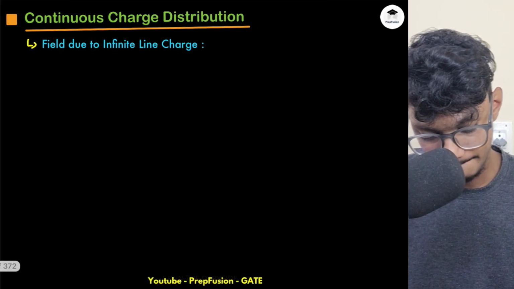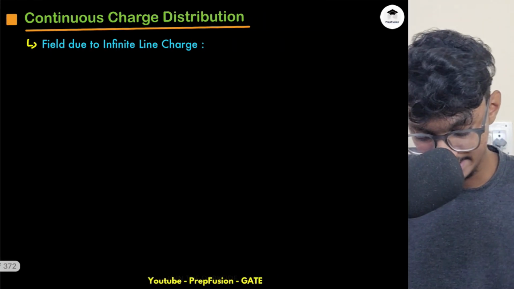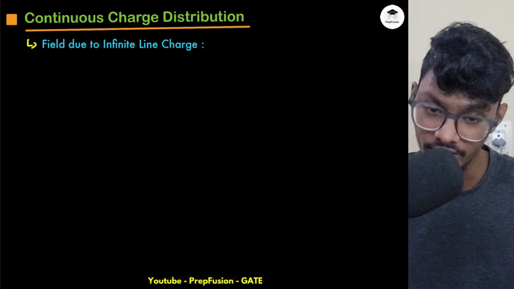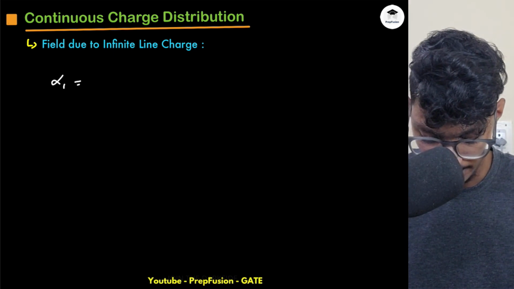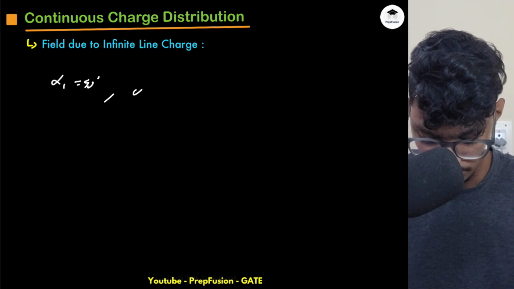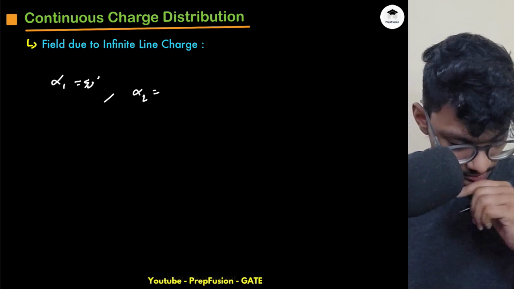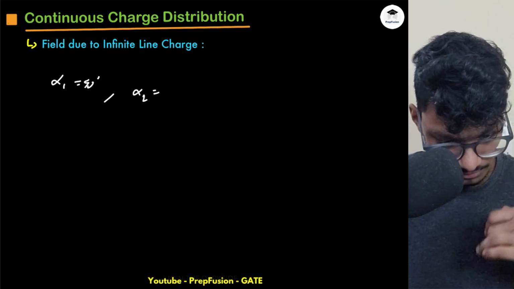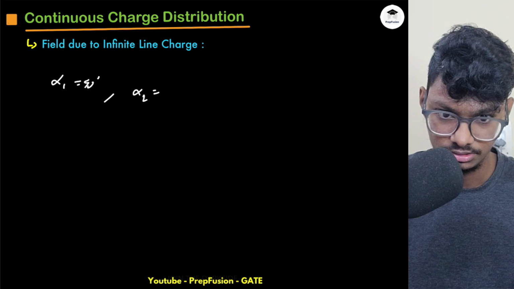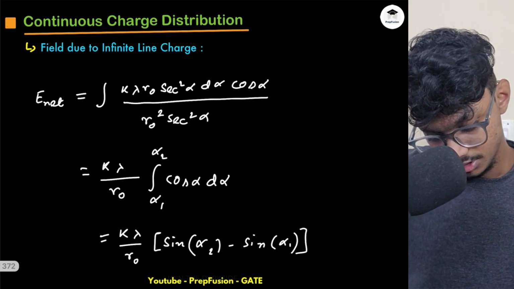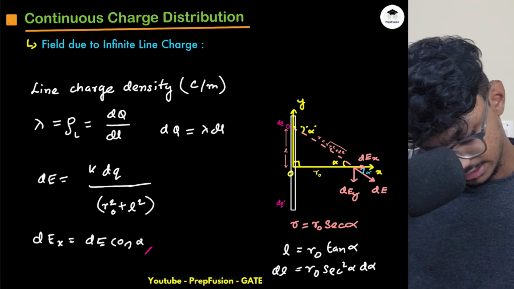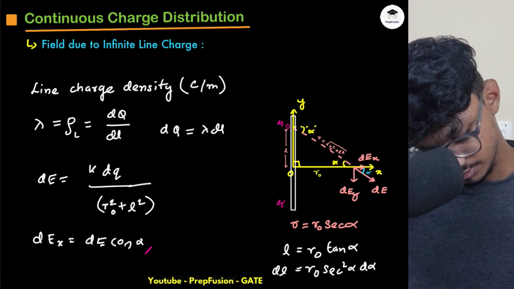Edge case, right? Edge case for infinite line charge. For an infinite line charge, alpha 1 and alpha 2 will be 90. This will be plus 90, and this will be minus 90, right? Yeah, this will be plus 90 and this will be minus 90. So I will start from alpha 1 plus 90 to minus 90.